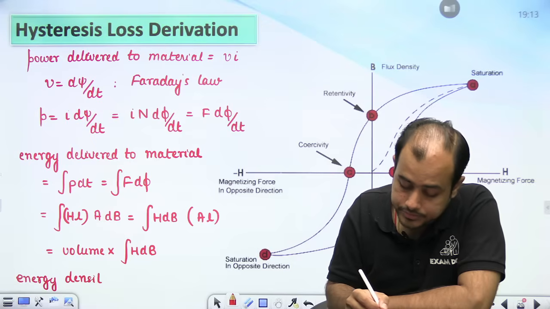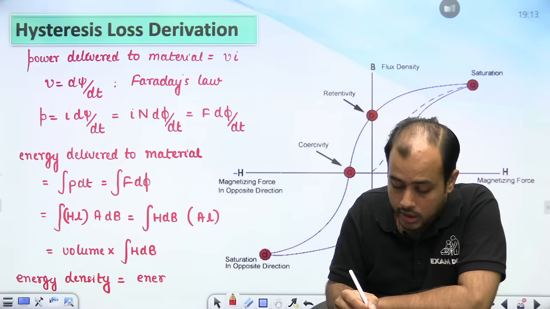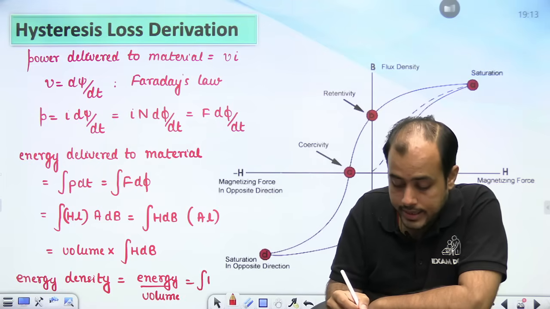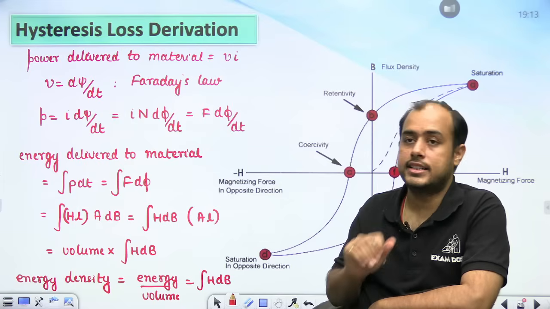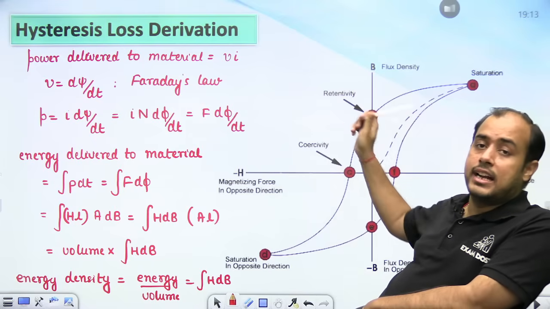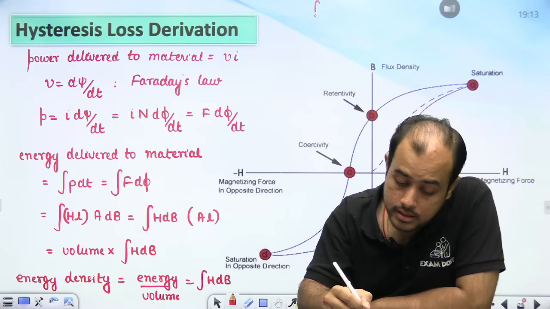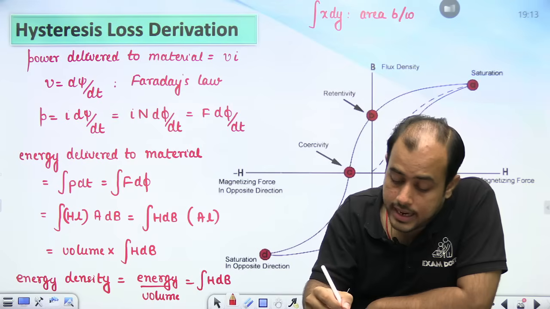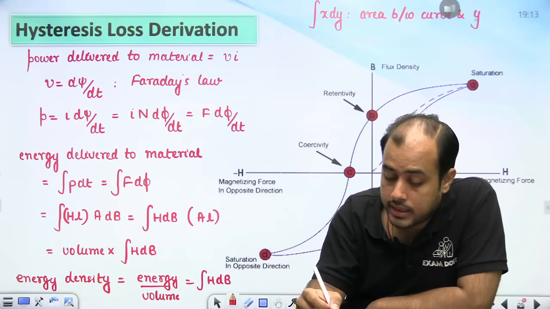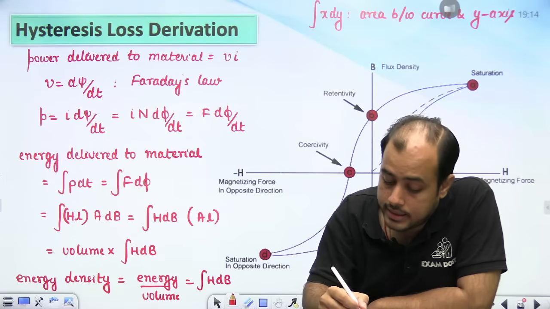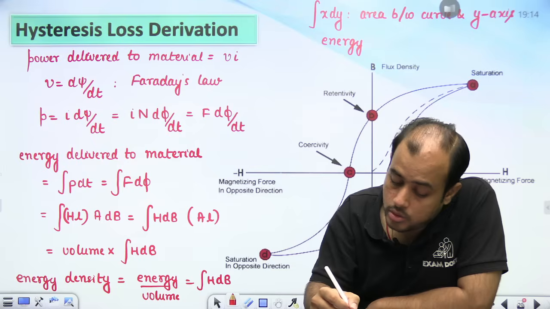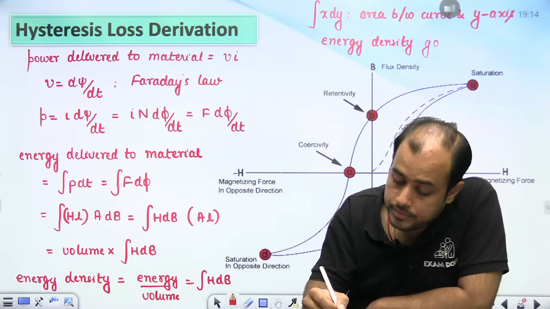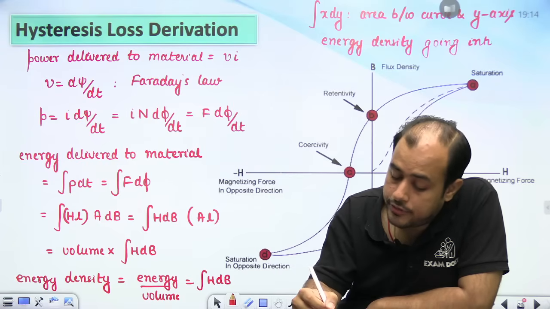Or you can also talk about energy density. Energy density means energy per unit volume is integral h dB. इंटीग्रल h dB. So h is on the x-axis beta, b is on the y-axis. So area x dy is area between curve and y-axis. Area between curve and y-axis, that is energy going, या energy density going into magnetic field.